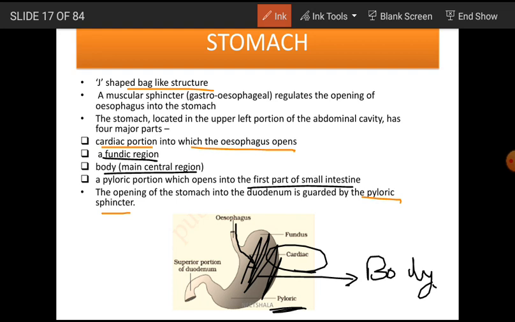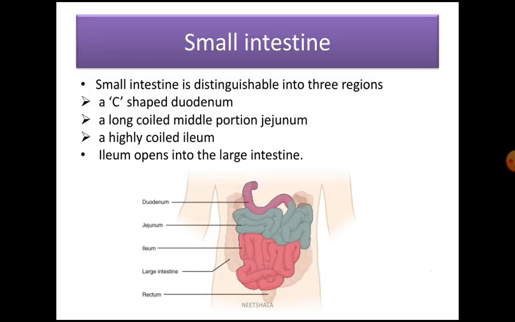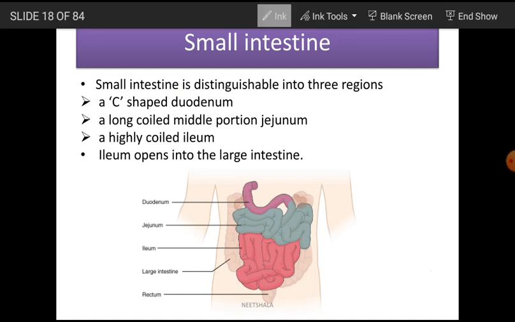So once we understand the structure of the stomach, let us move on to the small intestine. Small intestine has three parts. The first is the duodenum, the second is the jejunum, and the third is the ileum. Now, the first one is the duodenum. You can see over here, this is the duodenum, the shortest part of the small intestine. Now, the small intestine is the longest part of the complete alimentary canal.